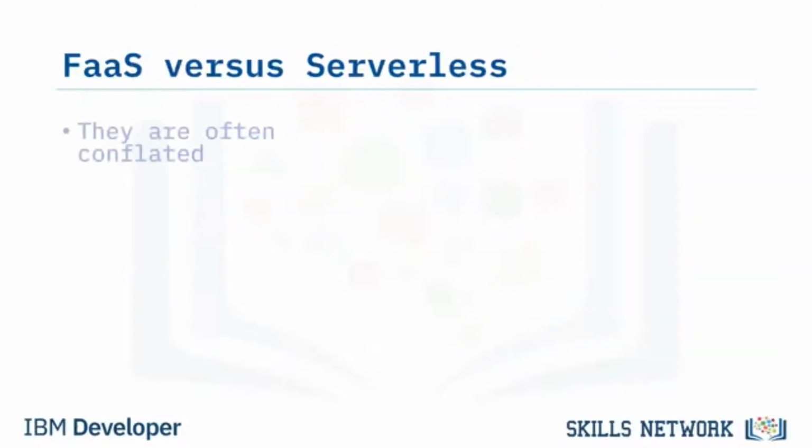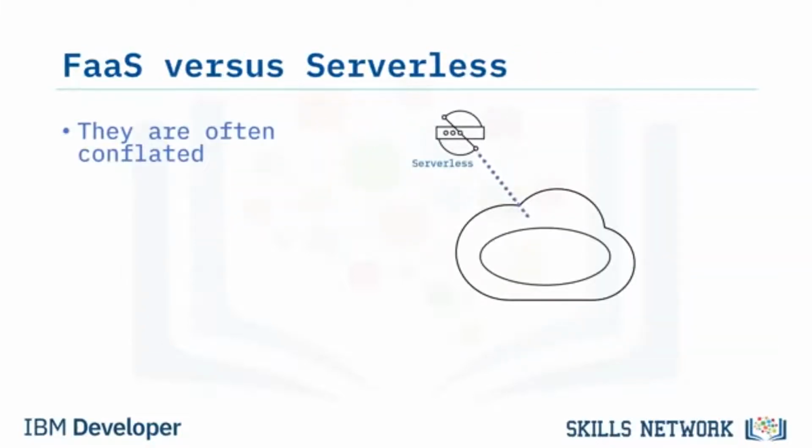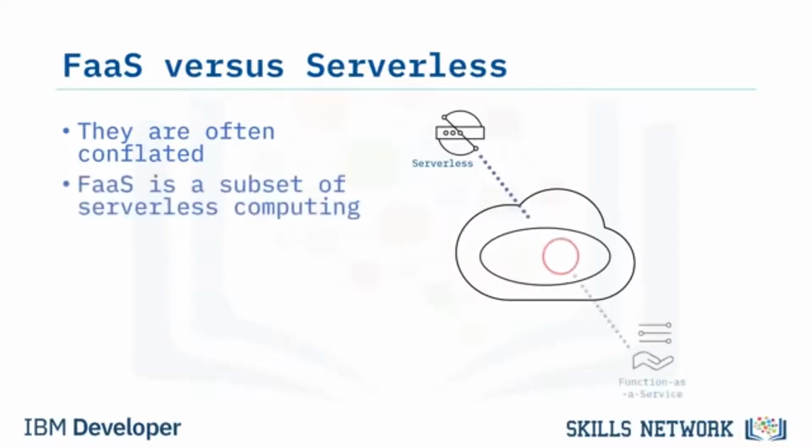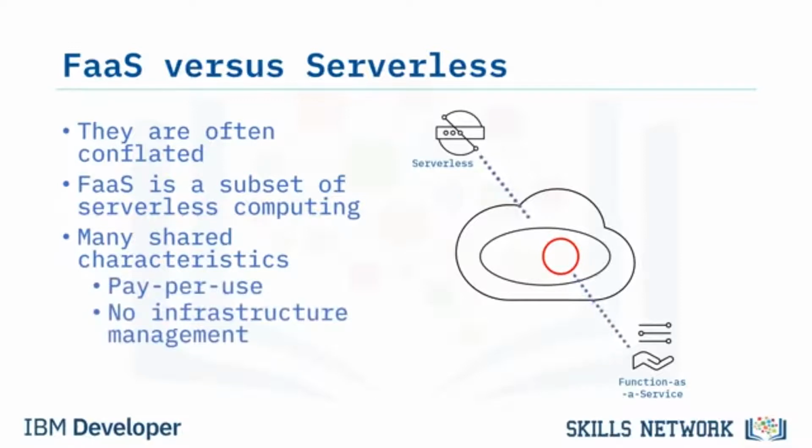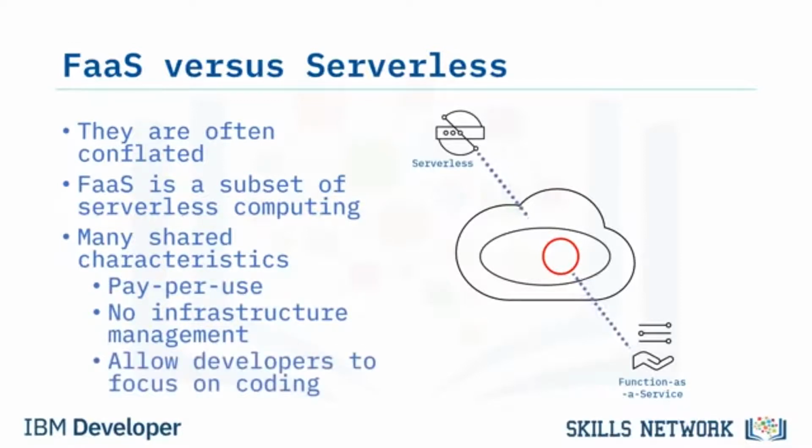Function as a Service sounds a lot like serverless, and people often use the two terms interchangeably. But FaaS is a subset of serverless computing and is one way to implement serverless. As a result, the characteristics of serverless are true of Function as a Service. Both are pay-per-use, involve no infrastructure management, and allow developers to focus on developing their apps.